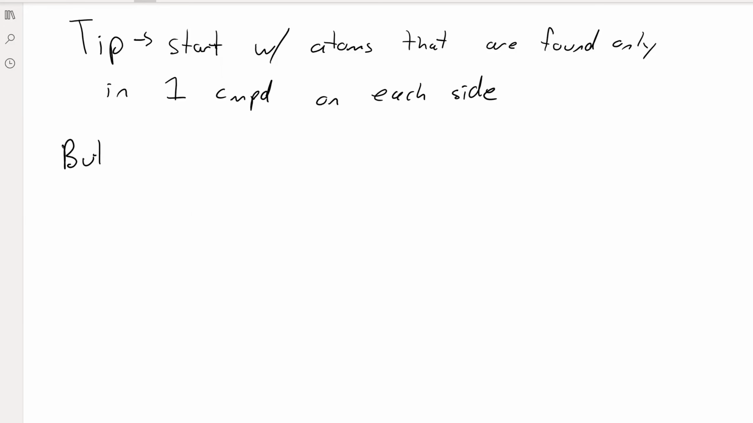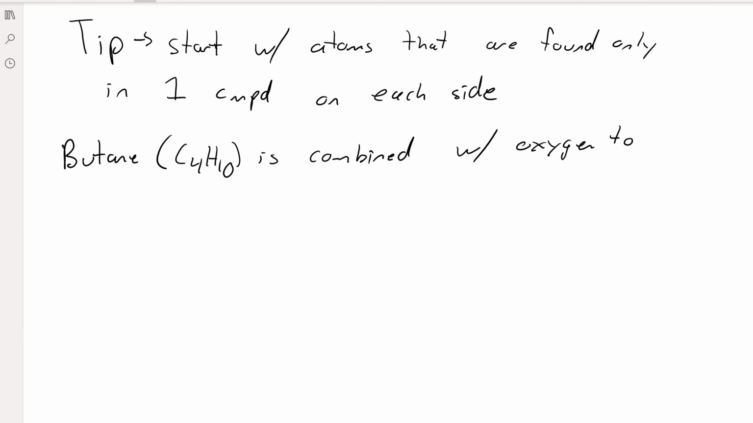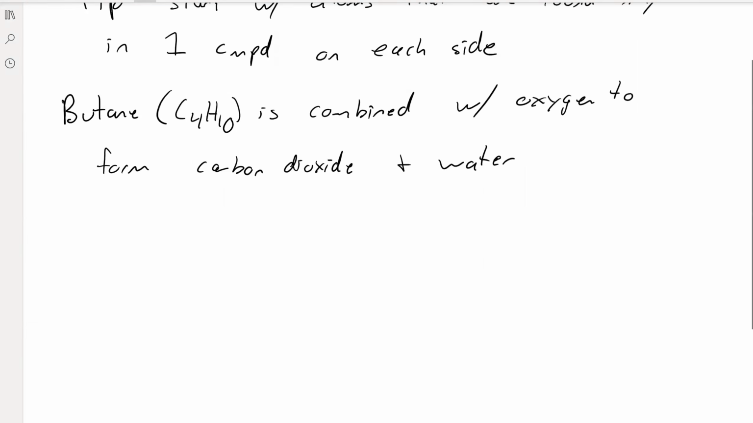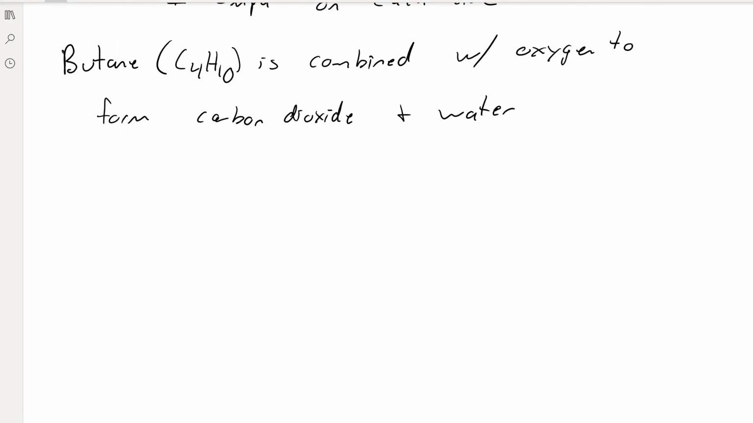So for this reaction, we're going to say butane, and we haven't learned what butane is, so I'm going to give you the structure. C4H10 is combined with oxygen to form carbon dioxide and water, right?